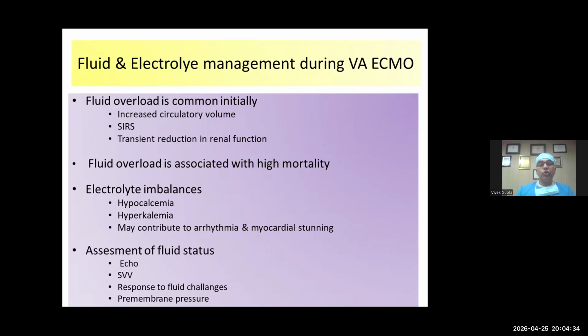Fluid overload and acute kidney injury can be a big challenge on VA ECMO, because in the initial phases of shock, we give a lot of fluid to maintain, and when we initiate ECMO, because of the systemic inflammatory response, the patient requires a lot of fluid. Because we know that fluid overload is associated with high mortality, once the patient is stabilized, we start maintaining a negative balance rather than pushing too much fluid. And we always assess the fluid status by looking at echo, stroke volume variation, or other dynamic parameters.